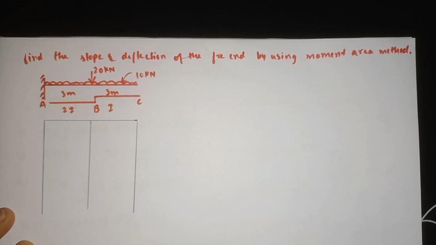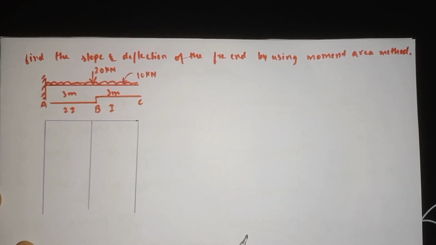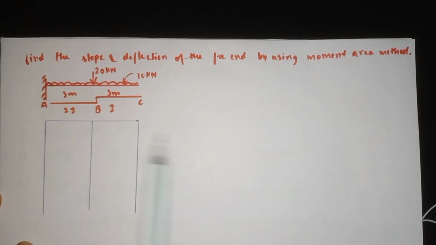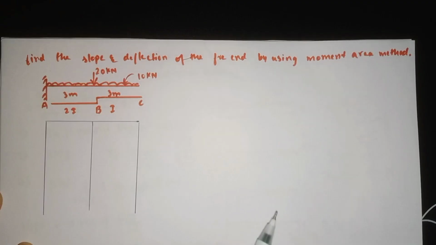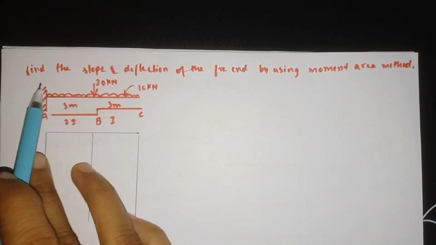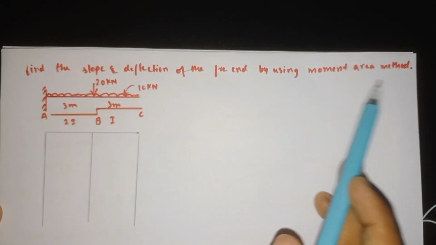So in today's video we'll solve one problem of a cantilever beam by using the moment area method. In the previous video we saw the procedure for how to analyze a cantilever beam by using the moment area method, so we'll solve a problem on that today. This is the given problem: find the slope and deflection of the free end by using the moment area method.